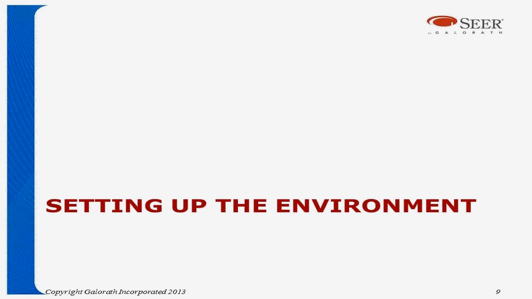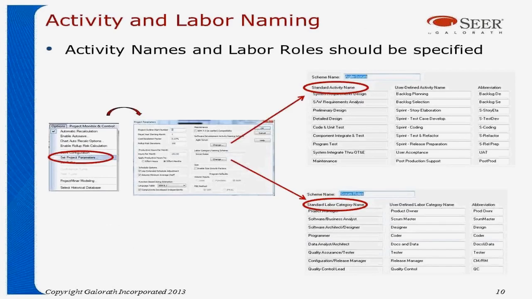Let's talk about setting up the environment. When we want to identify our activity and labor naming schemas, we can simply go into the project parameters area and specify exactly what activity names or labor roles we want to use for the project. So instead of using a traditional software development lifecycle such as design, analysis, coding, testing, etc., we could substitute names like backlog planning, backlog selection, and identify the activities that are happening during our sprints.